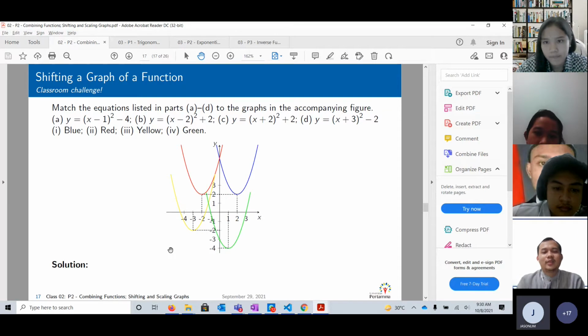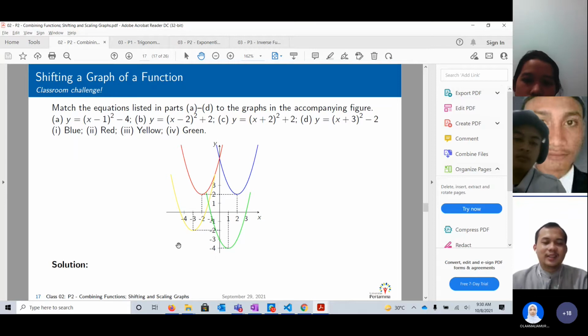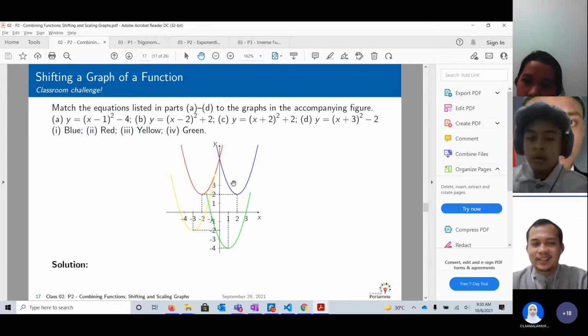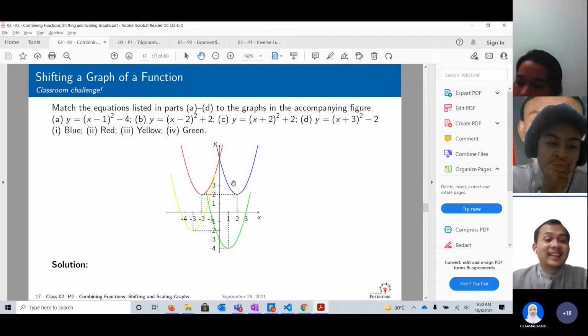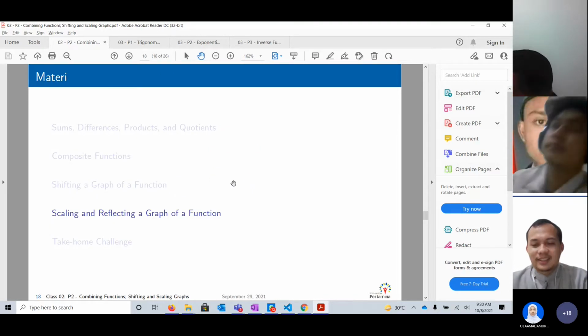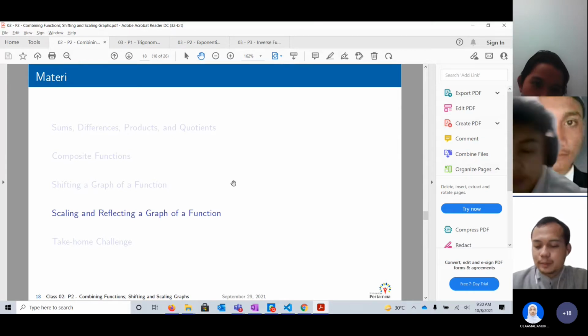The red one or yellow one? Red. Red one. And D is the yellow one. So any one of you still don't understand this, you can ask your friend. Let me continue to the next material, which is about scaling and reflecting a graph of a function.